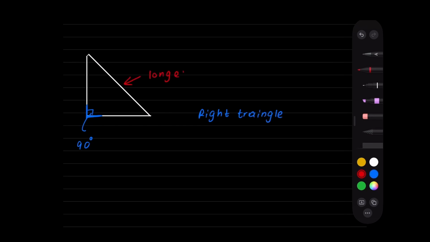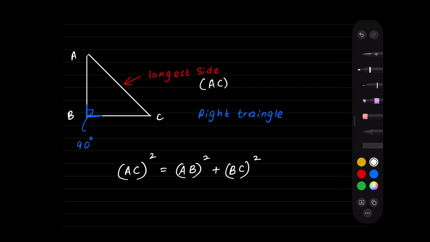In the theorem, it says in a right triangle, the longest side is called the hypotenuse. Let us name the triangle ABC. So here AC is the longest side. In the theorem it says the square of the longest side is equal to the sum of the squares of the other two sides. In this case, the square of AC equals the sum of the squares of AB and BC.